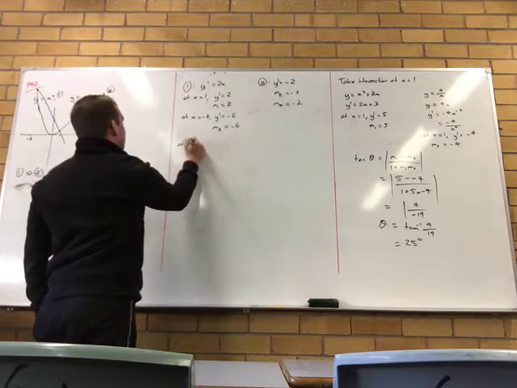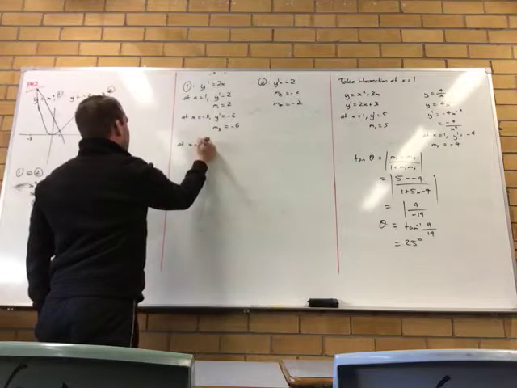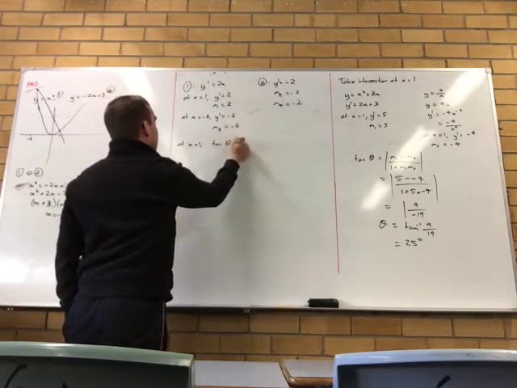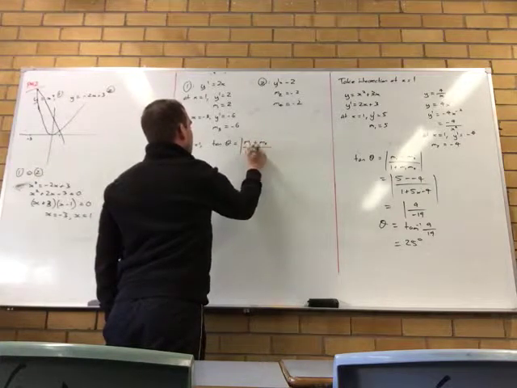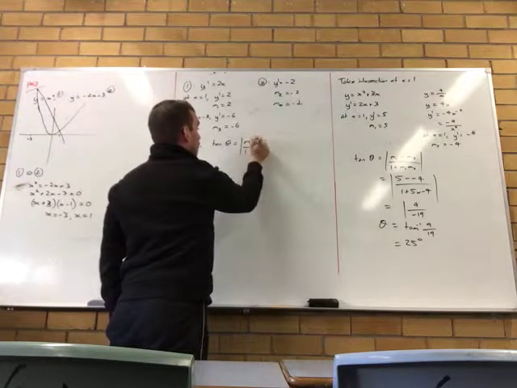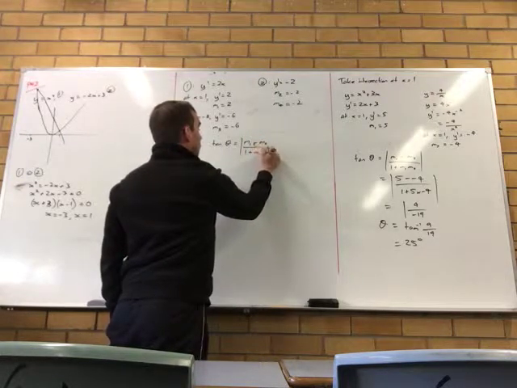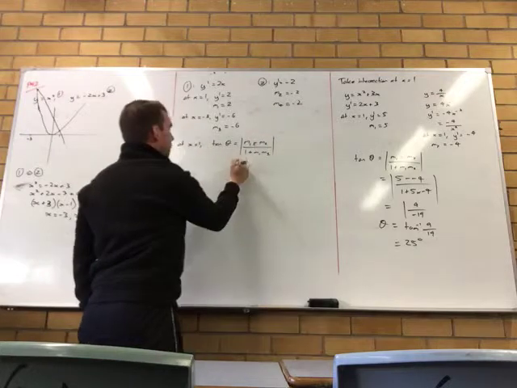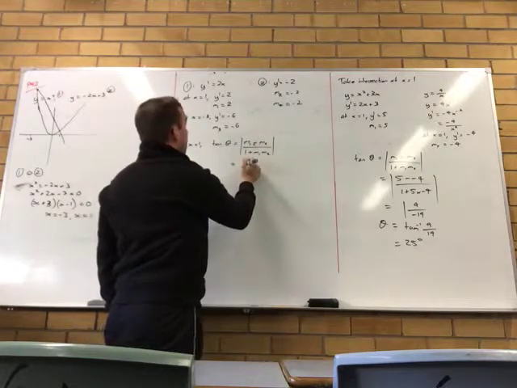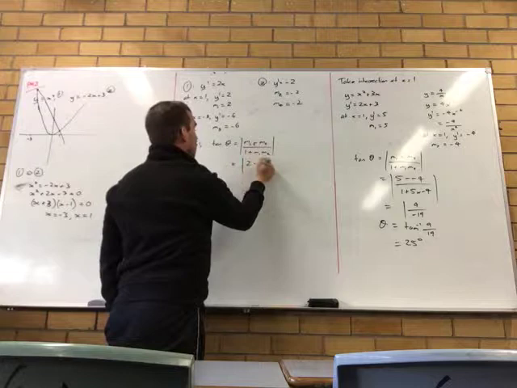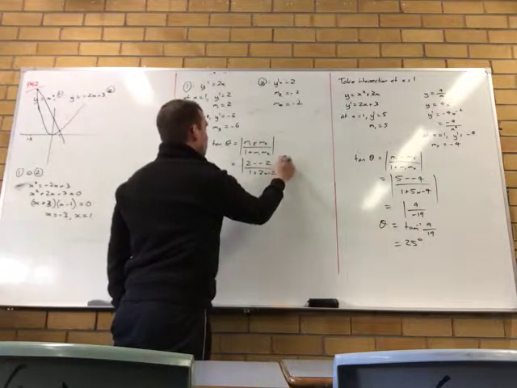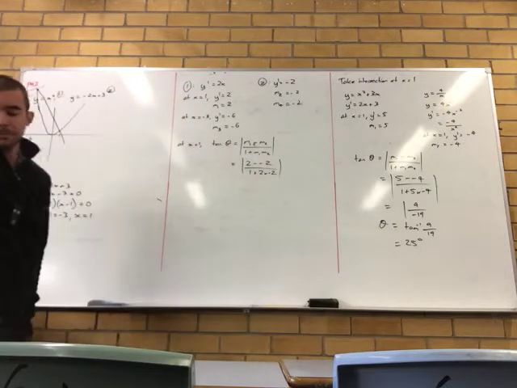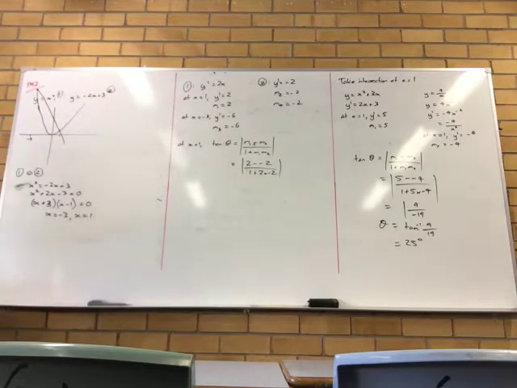So at x equals 1, tan theta is the absolute value of m1 take away m2, all over 1 plus m1 m2. The absolute value of 2 take away -2 over 1 plus 2 times -2. So we need the obtuse angle. We need to remember our extra step.